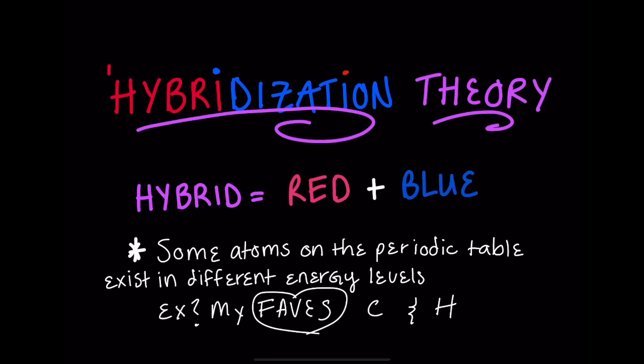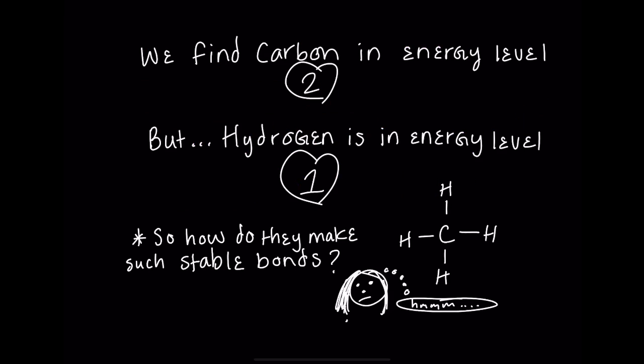Okay. So, just like red and blue make purple, that's the hybrid you get when you mix them together. That's exactly what hybridization theory is saying. We have atoms on the periodic table that have different energy levels, and I'm going to use carbon and hydrogen to explain this. Carbon is in energy level 2, and hydrogen is in energy level 1. And yet they seem to make pretty stable bonds.